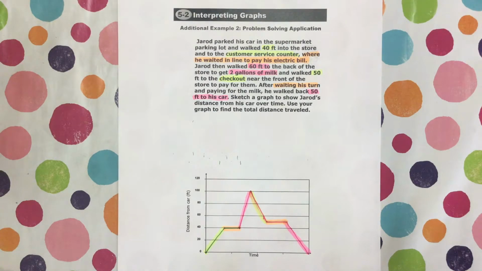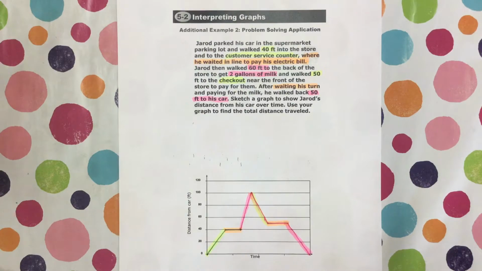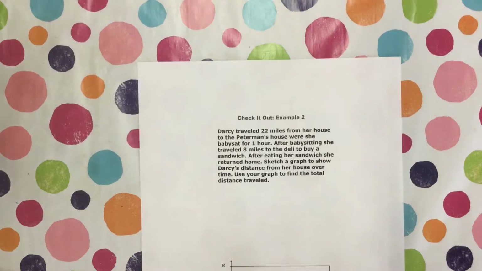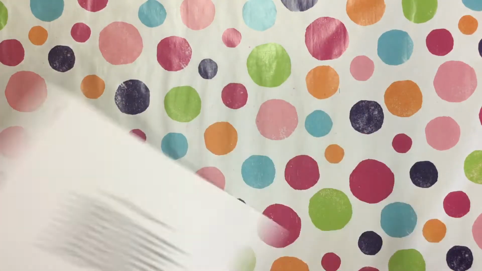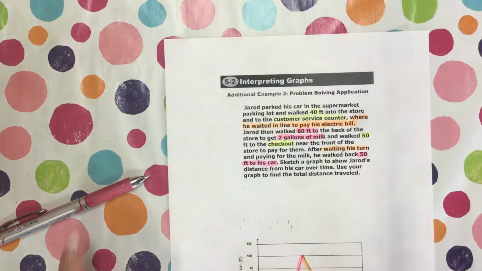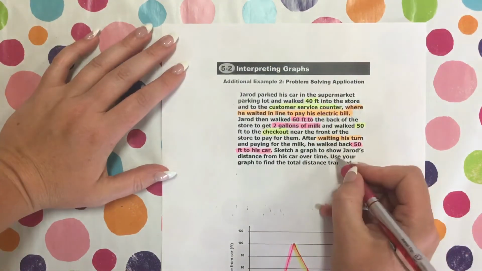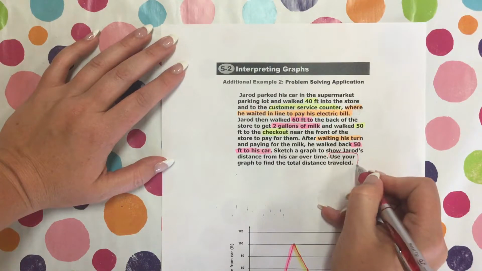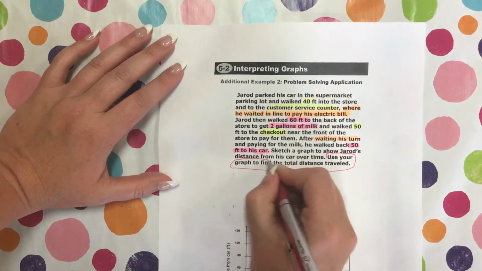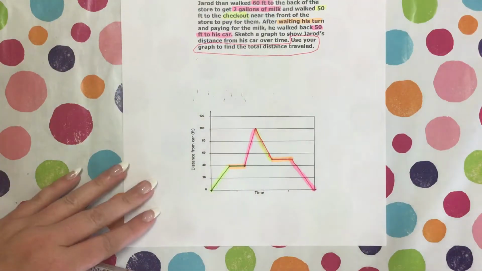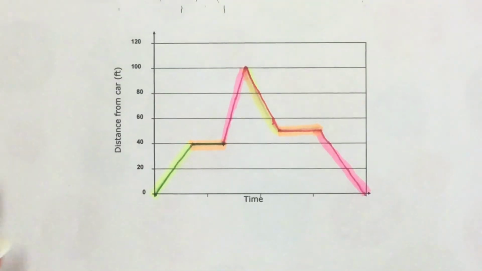So now I want you to try to do this same thing on your own. Oh, wait, we're not done. I'm sorry, I forgot what it said at the end. It says, use your graph to find the total distance traveled. And so that's what we need to do to find the total distance traveled. So let's go ahead and look at this.